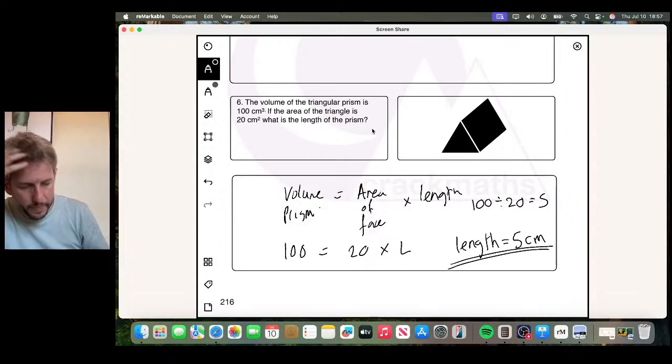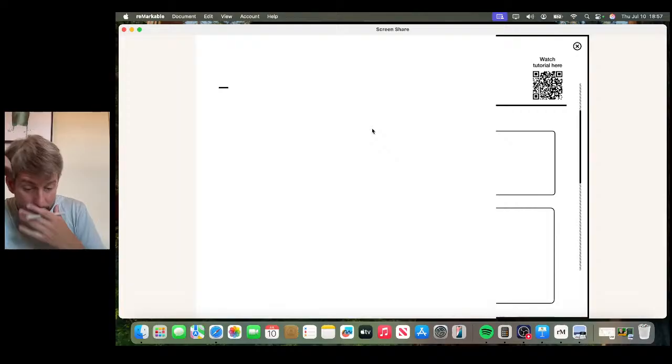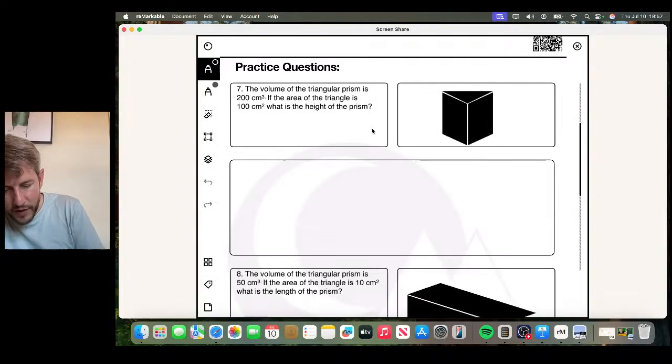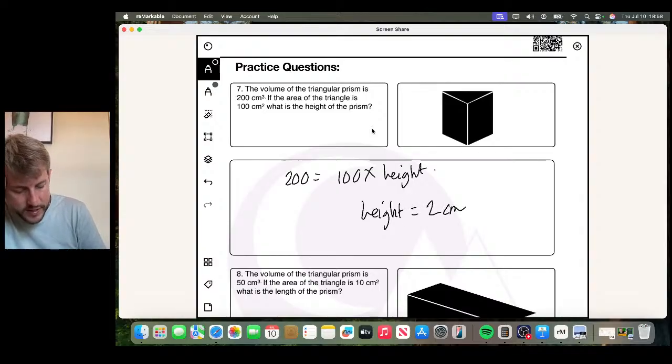Okay, right, question 7. So here we go, we've been given the volume again, so we know that 200 is equal to the area of the face times the height. So the area of the triangle is 100. So 100 times the height. Well, I can spot here that I know that 200 is 100 times 2. So the height must equal 2 centimetres in this scenario here.